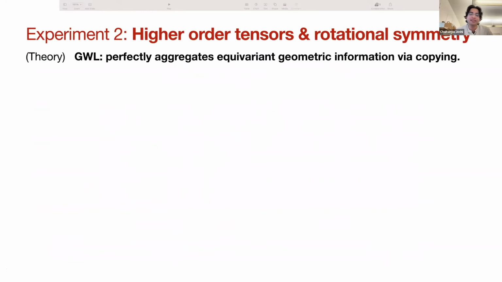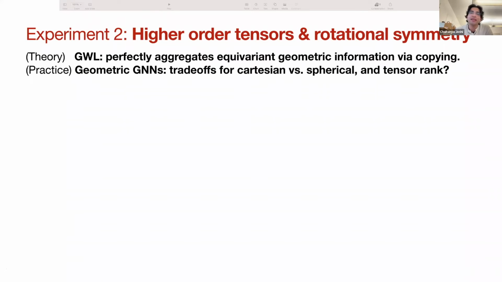Then the second experiments focus on higher order tensors and what's the utility of having these higher order tensors in frameworks like tensor field networks, NequIP, MACE, etc. So GWL perfectly aggregates equivariant geometric information, and that was that copy pasting aggregation. In practice, though, we wanted to see what could be some trade-offs between using Cartesian or spherical bases, as well as the rank of the tensor. So higher order tensors versus, say, Cartesian vectors.